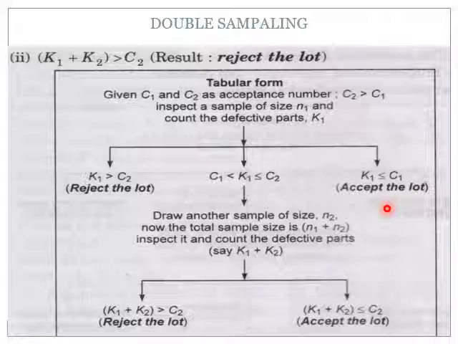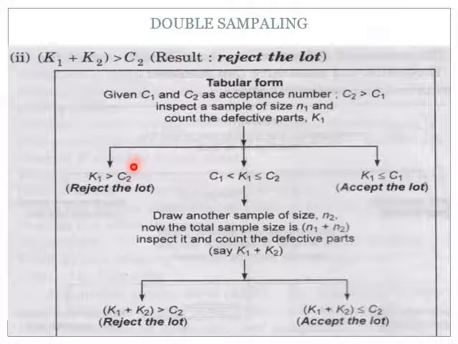Now you can see in a tabular form, suppose C1 and C2 are the acceptance numbers where C2 is greater than C1, and then we inspect a sample of size N1. The sample size is N1 and the defective parts which we are going to count is K1. So we have three options. First, for accepting a lot, the number of defectives K1 should be less than or equal to C1. In this case, we straightaway accept the lot. Then in case K1 is greater than C2, C2 being again an acceptance number, we reject the lot.